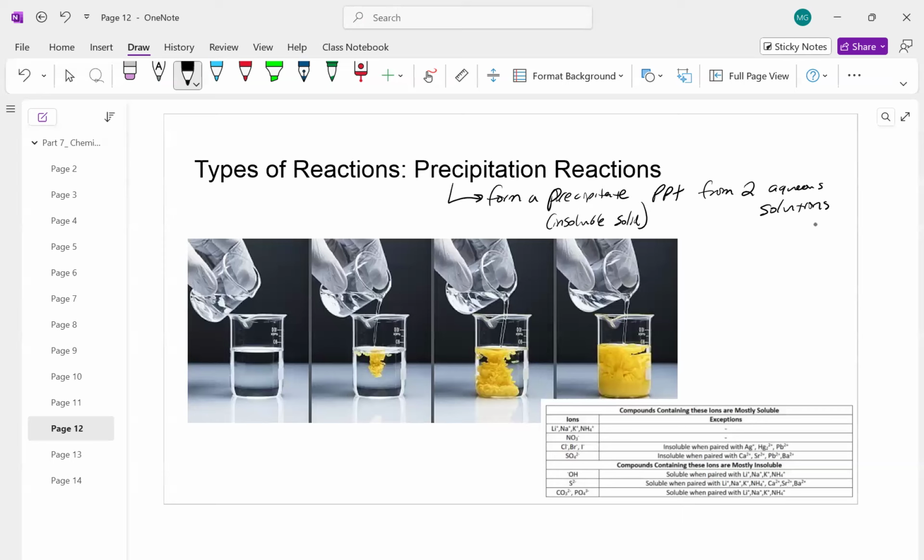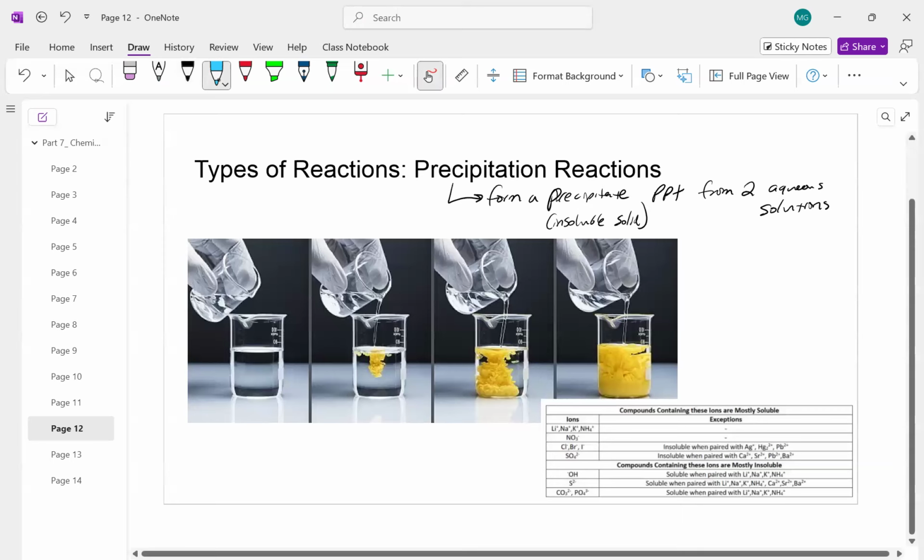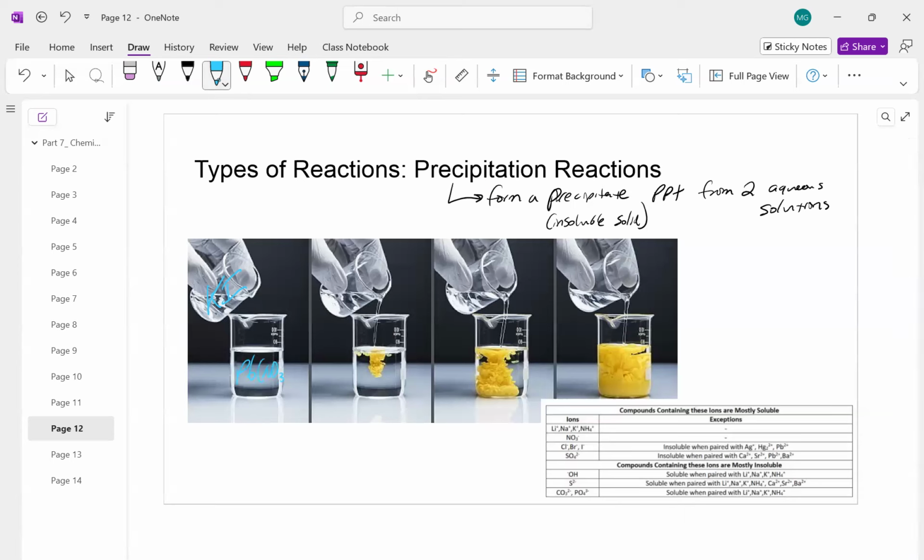So for example, in this series of pictures here, we've got a solution of potassium iodide. So that's in that beaker. And then we have a solution of lead nitrate. So let's write down the reactants for this. We're going to take potassium iodide and lead nitrate. And they're both aqueous solutions.